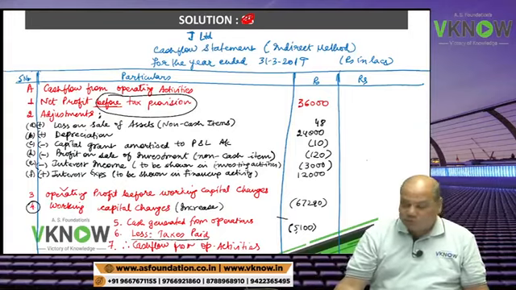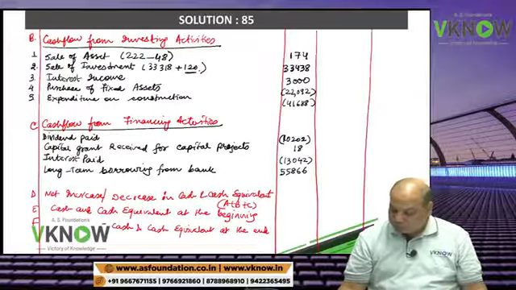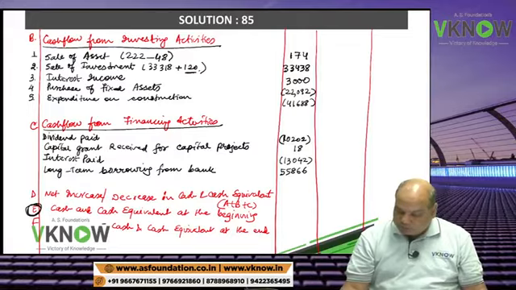Cash and bank balance on 1/4/18. So this will come in point number E. Cash and cash equivalent at the beginning.